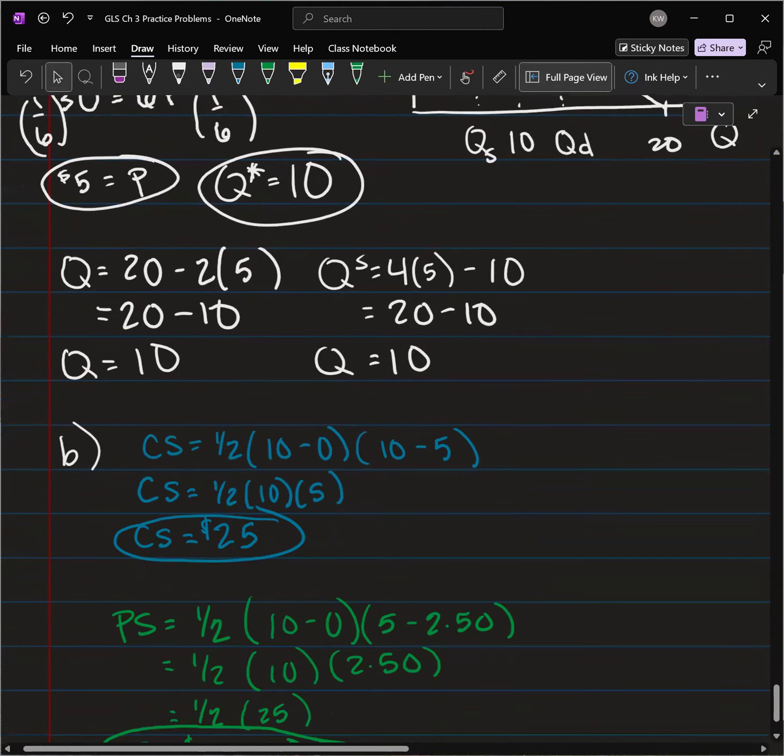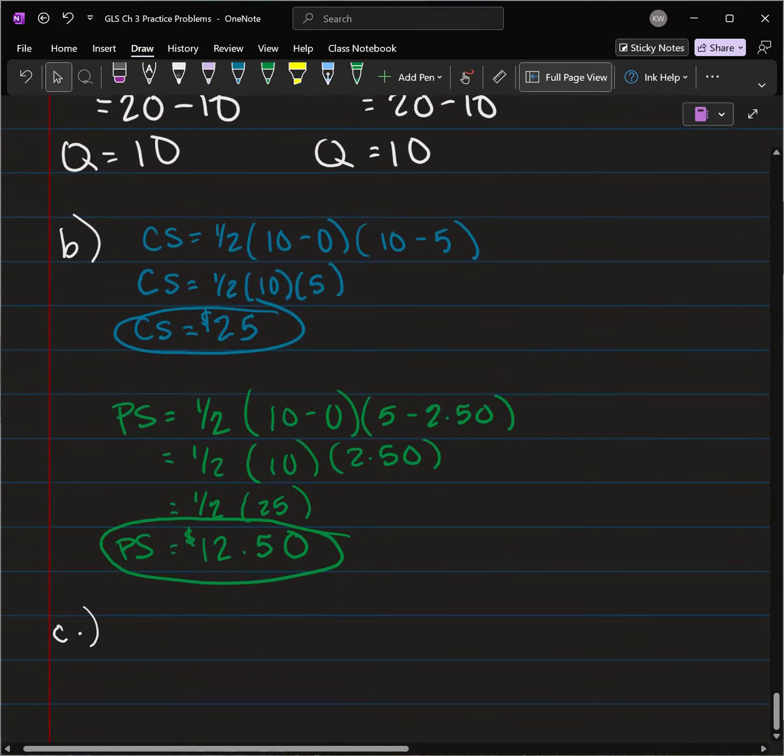So now we want to find the quantity supplied and demanded at the given imposed price of $4. So for our demand, we're just going to substitute for the price in the demand equation.